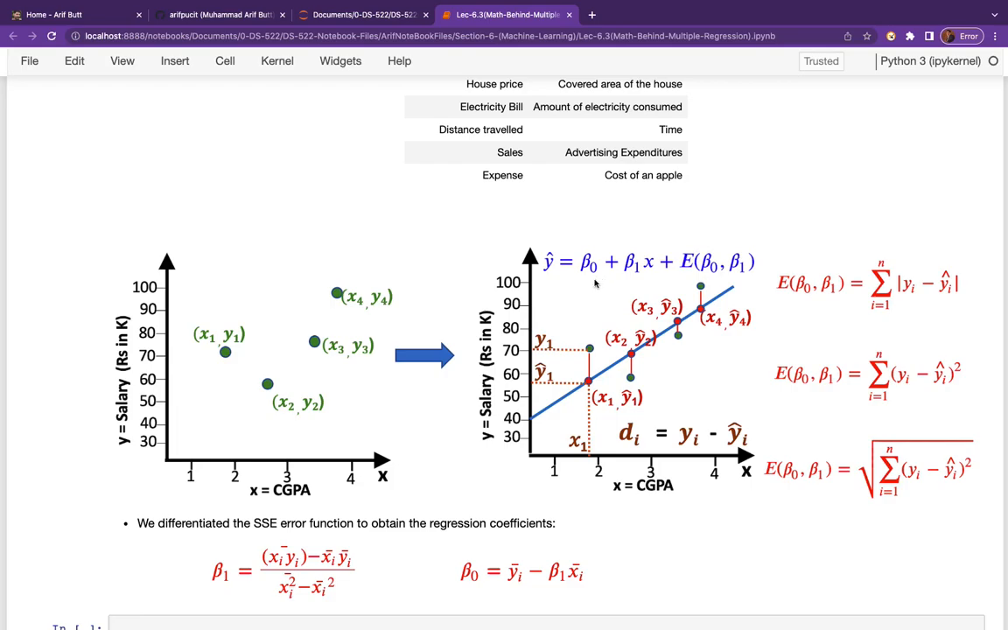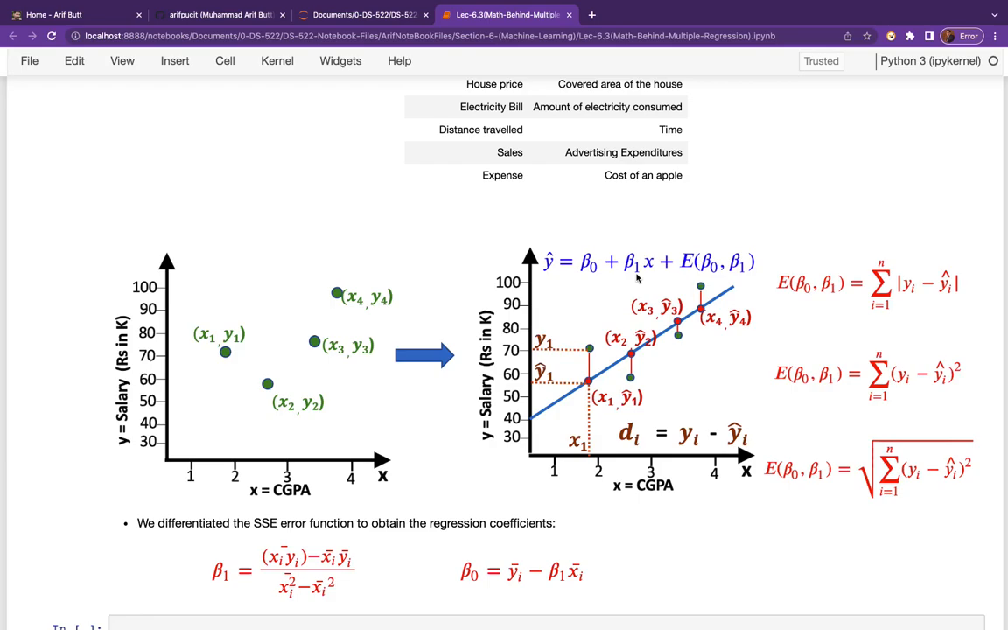Well, this beta naught is the y-intercept, which is the minimum value of the response variable, that is salary over here, and the minimum value is roughly 40k as shown over here. And similarly, beta 1 is the slope of this best fit line, and is actually the weight that is multiplied by the value of the predictor variable, that is CGPA. And together this beta naught and beta 1 are called the regression coefficients.